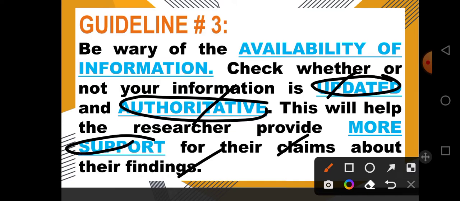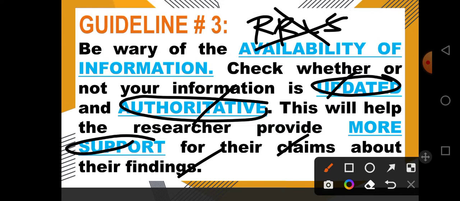And where can we find such updated and authoritative information? Again, we can find it from existing RRLs. Okay? So meaning to say, class, if you don't have any updated and authoritative RRLs, it means that you cannot generate support for your results and discussions. And if you don't have any support for your results and discussions, it means that you also don't have any support for your conclusions.